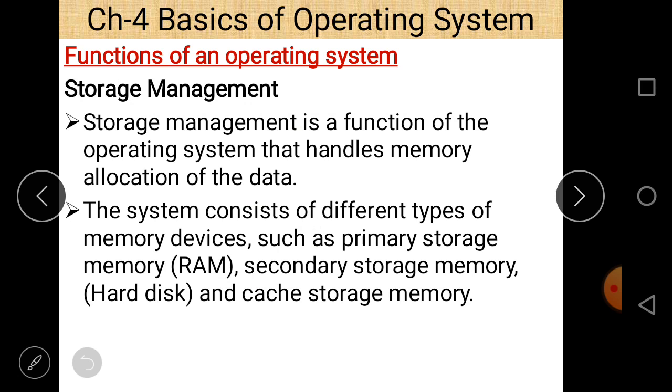Next is storage management. Storage management is a function of the operating system that handles memory allocation of the data. The system consists of different types of memory devices, such as primary storage memory (RAM), secondary storage memory (hard disk), and cache storage memory. All these types of memory can also be managed by our operating system. So this is an important function, called the storage management of an operating system.